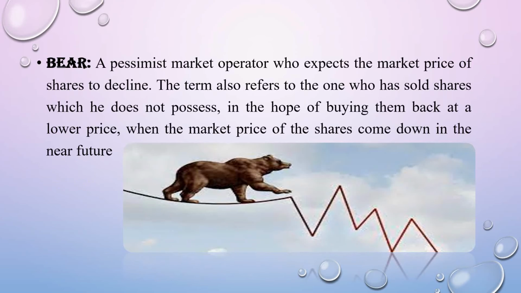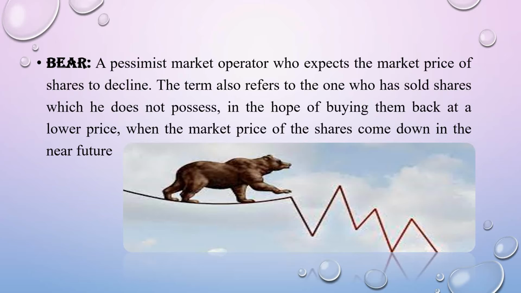Next one is bear. By seeing this picture, you'll come to know that it points down. Bear is a speculator. He is a market operator who expects the market price of shares to decline. He will be waiting to see the decline of market shares, then he will buy the shares at a lower price.